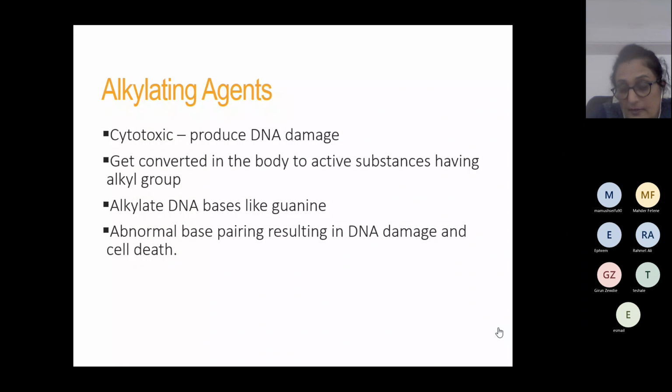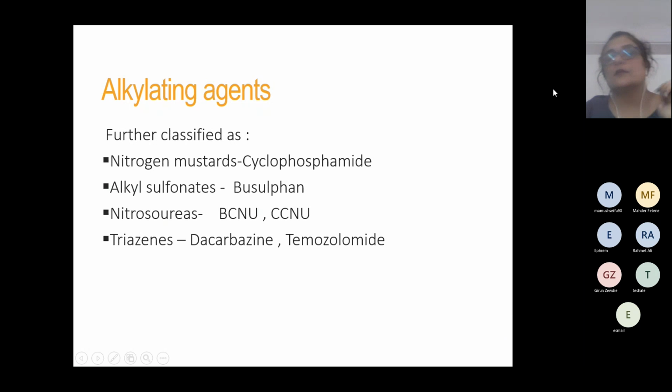They alkylate DNA bases like guanine, causing abnormal base pairing, resulting in DNA damage and cell death. Because it is alkylating the DNA, that means it is attaching to one of the bases like guanine. And when it attaches itself, obviously a wrong group has attached itself to the guanine. Therefore, due to wrong base pairing, the DNA damage takes place. The DNA is damaged, and the cell also dies. So this is a simple mode of action of alkylating agents. It's the alkylating group which plays the major role.